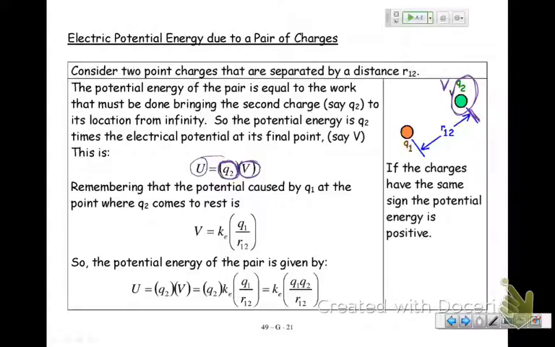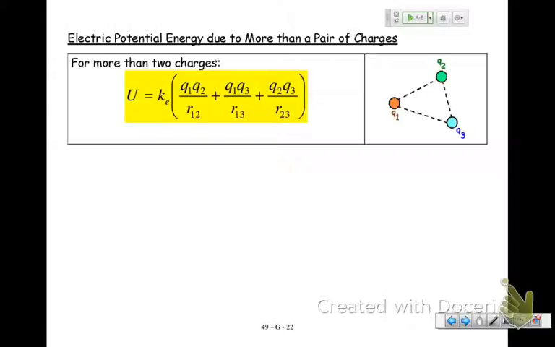So V was equal to KE Q1 over R12. I like big Q's because it's like the mother charge. Then U is equal to the little charge times V, which is the little charge times the potential caused by the mother charge. Does that make sense? It looks like, where did that come from? It just came from multiplying the potential by this little charge. So it's not so bad, and that's how you remember it.